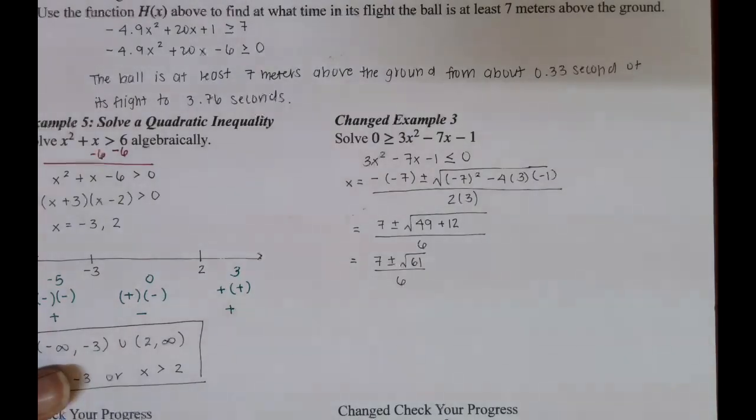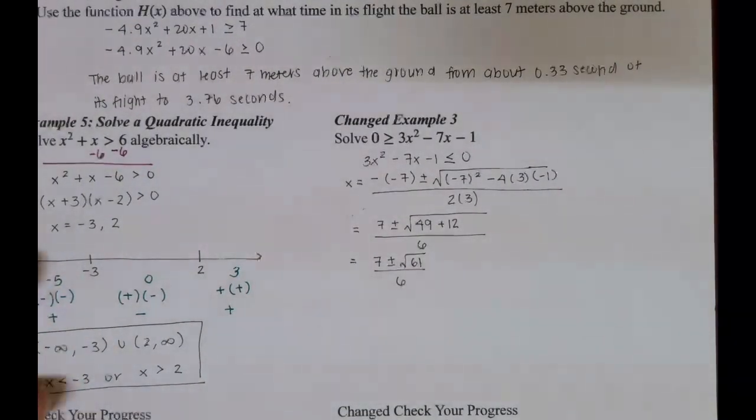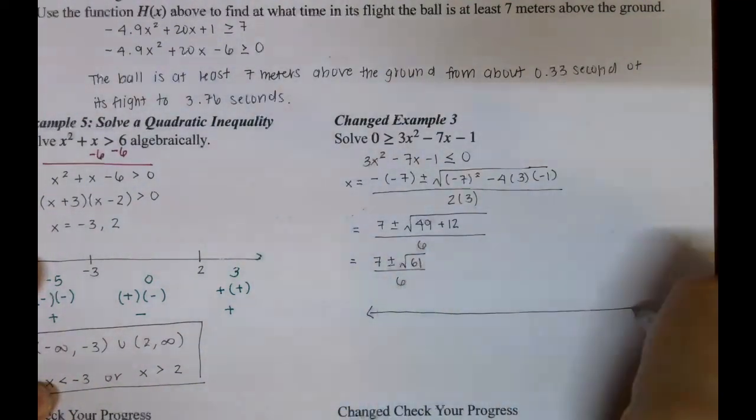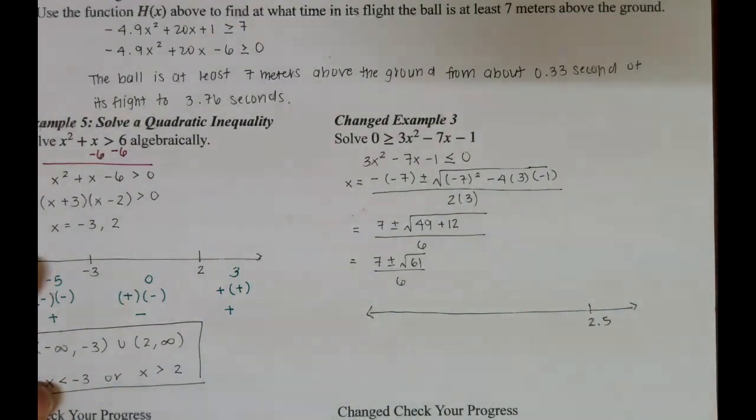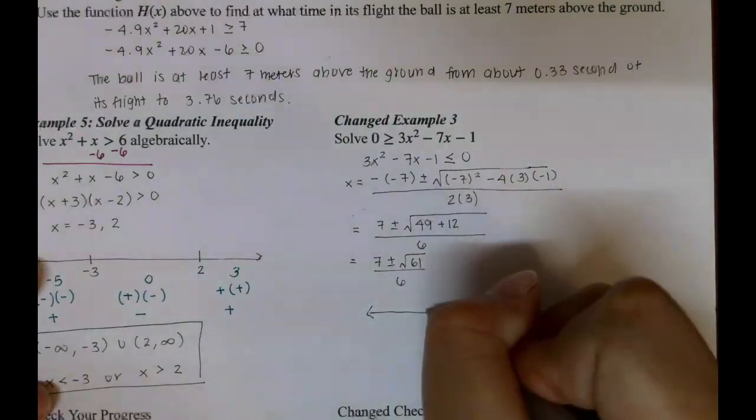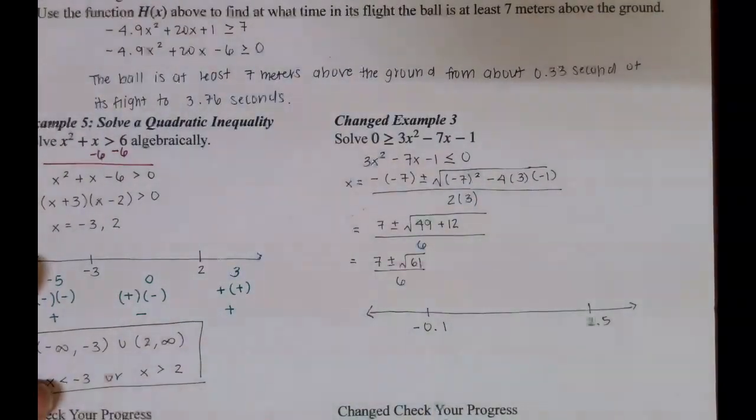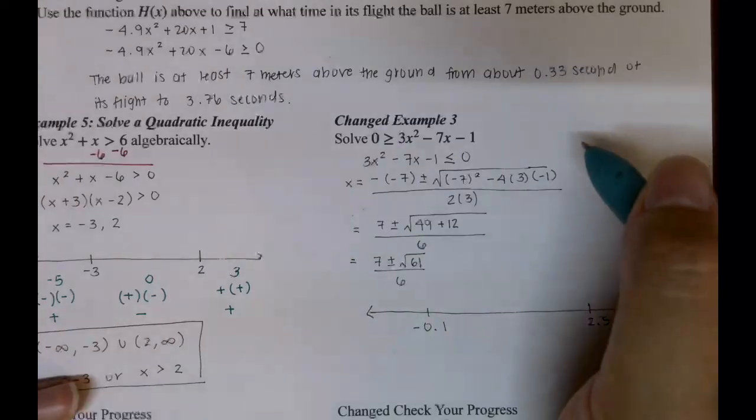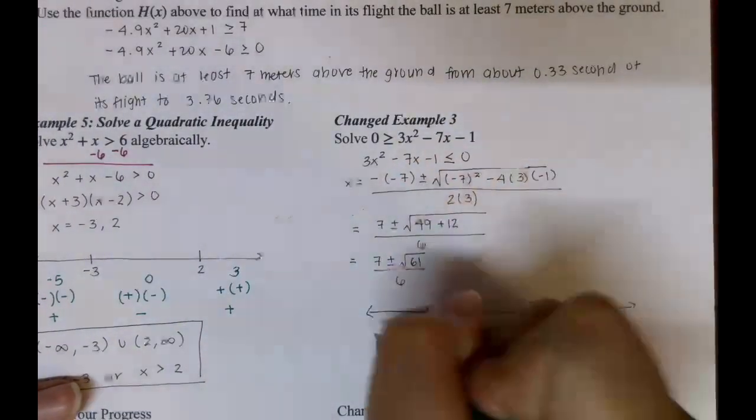Just so I know what this is approximately, 7 plus square root of 61 divided by 6 is about 2.5. So I'm going to say approximately 2.5. And then 7 minus the square root of 61 divided by 6 is approximately negative 0.1. And then now I'm going to test out my different points. So plugging in here, I'm going to do a negative 1.